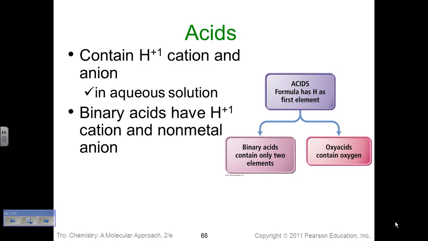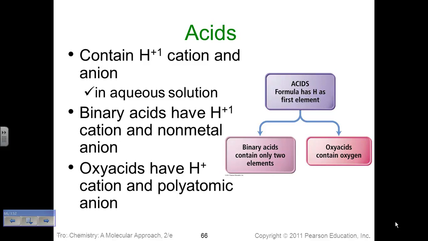The nonmetal that it's hooking to must be something from the periodic table, a monoatomic ion. F negative, Cl negative, Br negative, I negative. I'm just giving examples of negative ions over from the nonmetal side of the chart. Binary acids would have one hydrogen and some nonmetal from the periodic table.